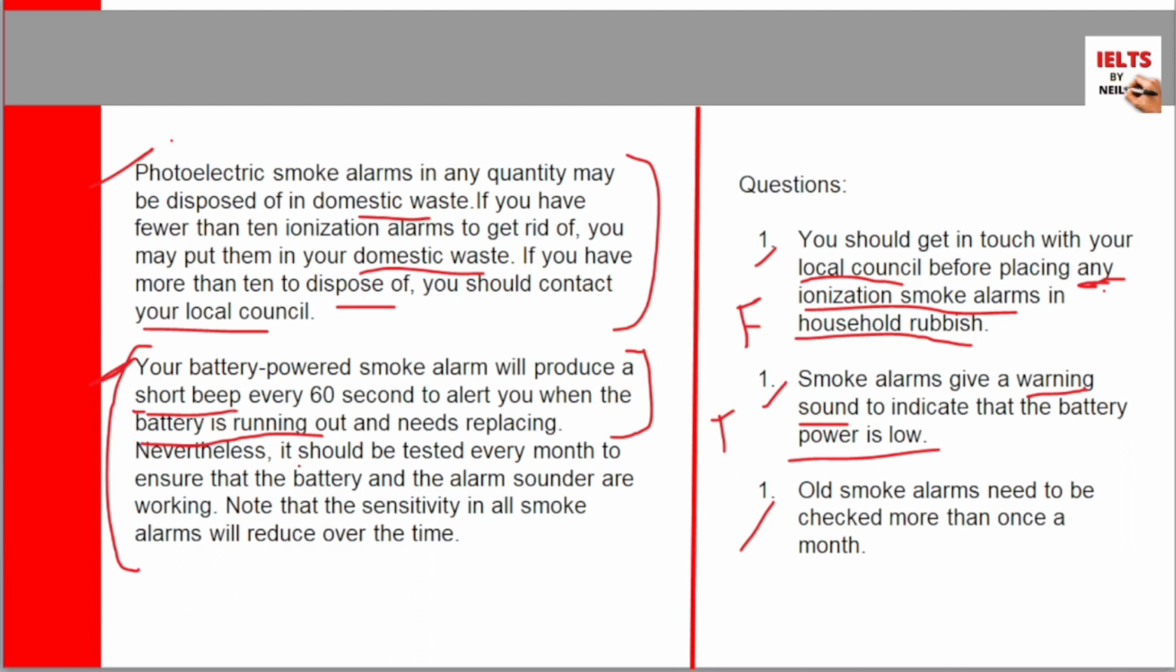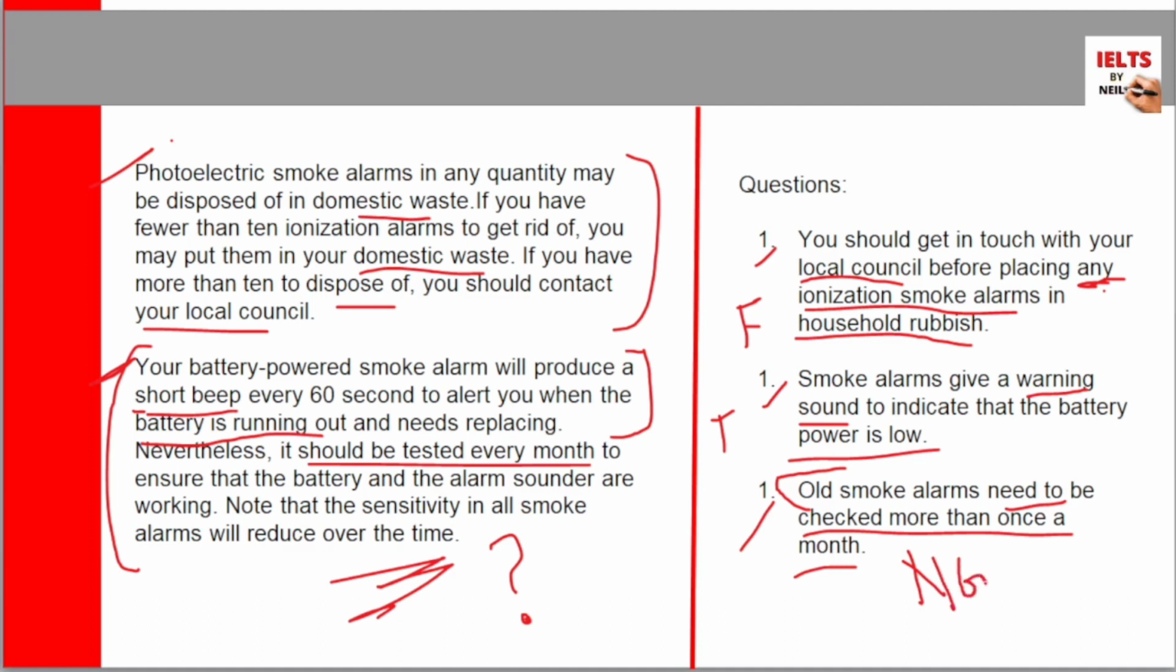Okay, so it should be tested every month. This is given here, and the question says needs to be checked more than once a month. It's a contradiction, but they're asking about the old smoke alarms. They're not asking about the normal alarms, right? So this text doesn't provide any information about the old smoke alarms, so it will be not given, because there's no information in the text related to the old smoke alarms, right?